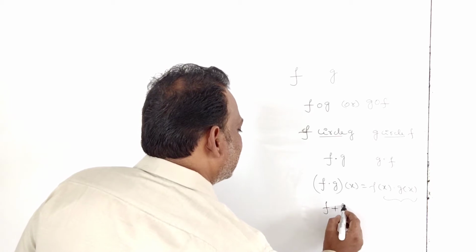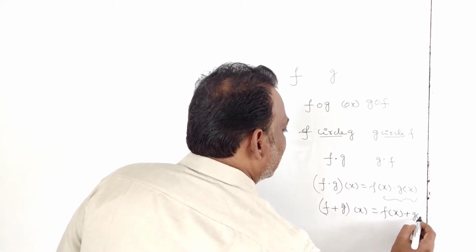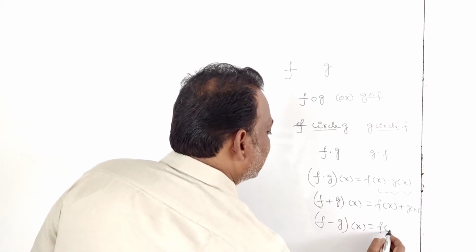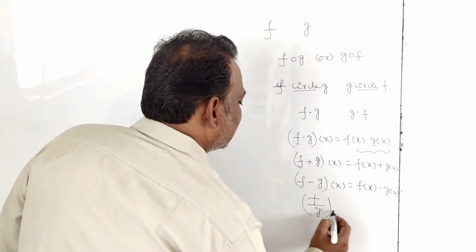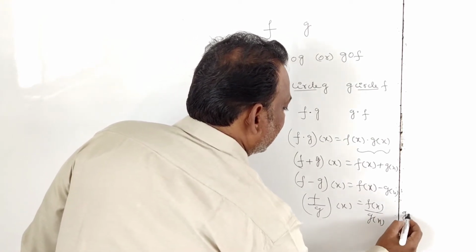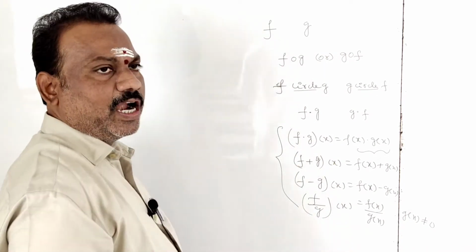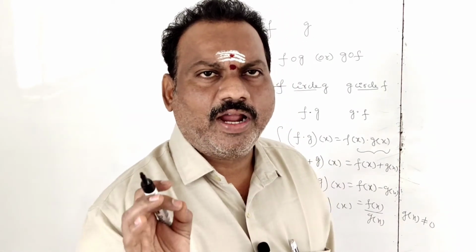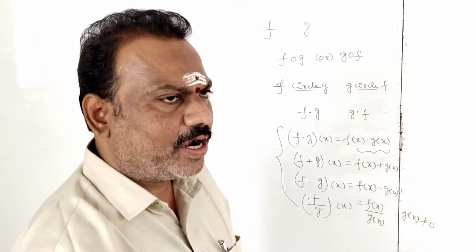Like you did f plus g of x is equal to f of x plus g of x. Like f minus g of x is equal to f of x minus g of x. Like f divided by g of x is equal to f of x upon g of x, where g of x is not equal to 0. You learned these formulas in the first PU and applied them in problems also. That is point multiplication, where they give a particular point.